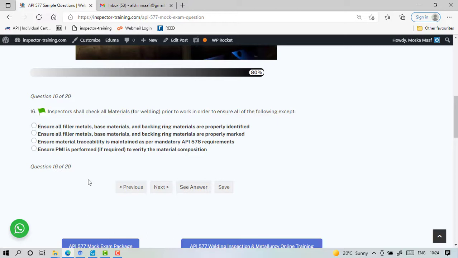16. Inspectors shall check all materials for welding prior to work in order to ensure all of the following except: all filler metal, base metal, backing rings are properly identified and marked, and ensure material traceability is maintained as per mandatory. So here the trick question was mandatory. In API 578, positive material identification is not mandatory unless specified in the contract. So it's a recommended practice. So this is the wrong answer. And the last one is ensure PMI is performed if required. Then it becomes mandatory in the project to verify material composition.